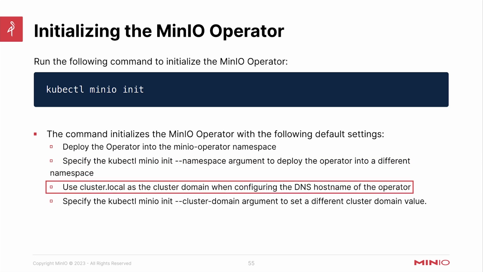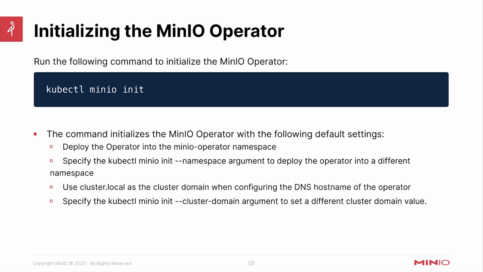It uses cluster.local as the cluster domain when configuring the DNS host name on the operator. So if you're doing some special DNS in your Kubernetes cluster and you want to update that, then you can also specify that. And that's really all that you need to know about that portion. It will likely work just fine, but there are other use cases depending on your cluster where you will need to customize this.